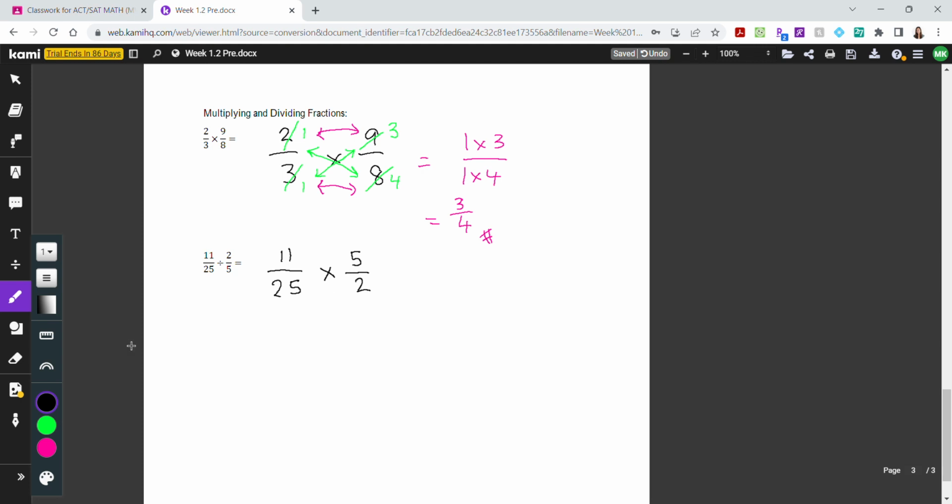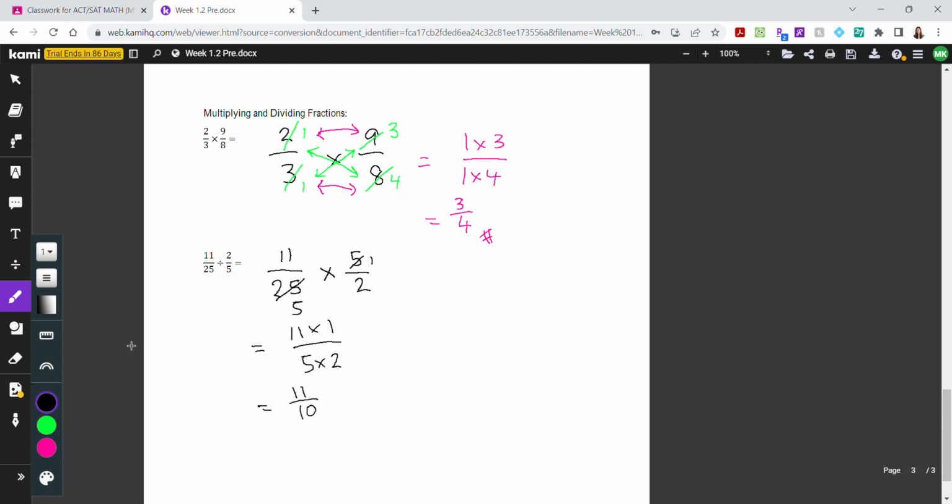Now from here, you can again simplify as needed. So we know 5 and 25 can both be divided by 5, right? So I'm just going to straight away do that. That will give us 11 times 1 over 5 times 2. Finally, that's going to give us 11 over 10.